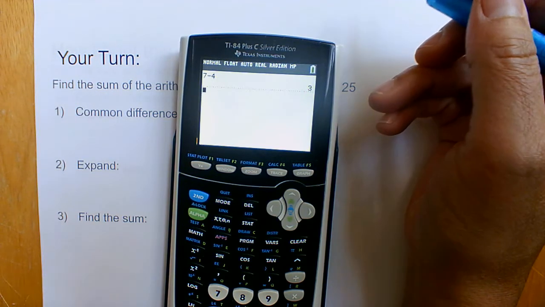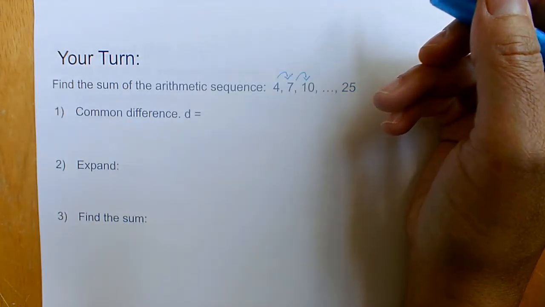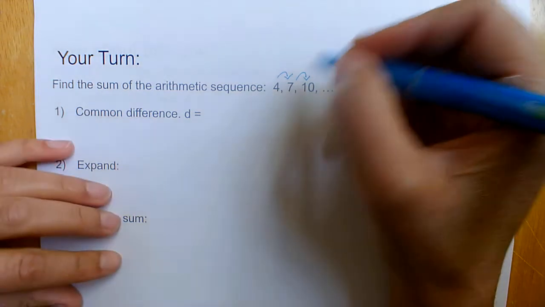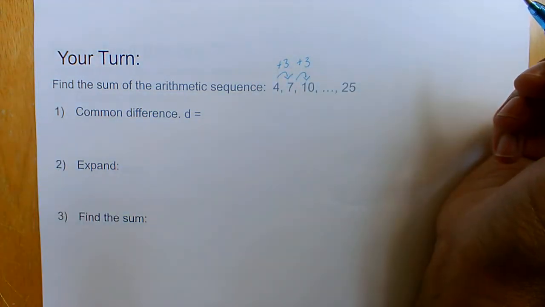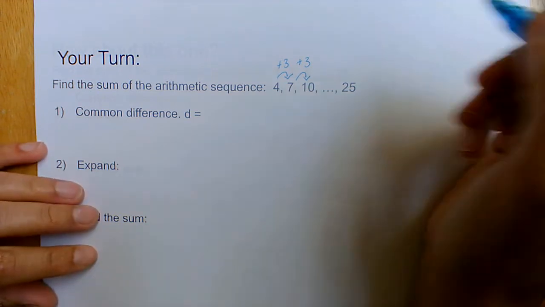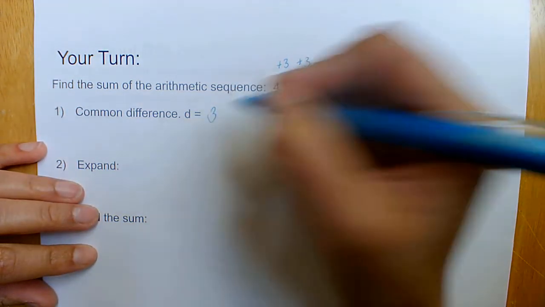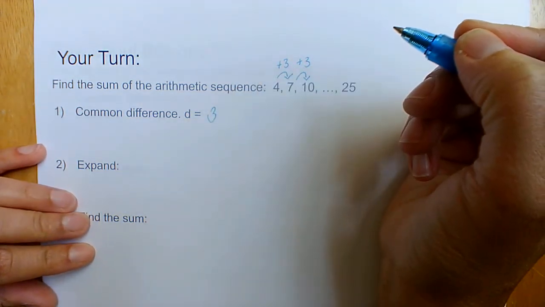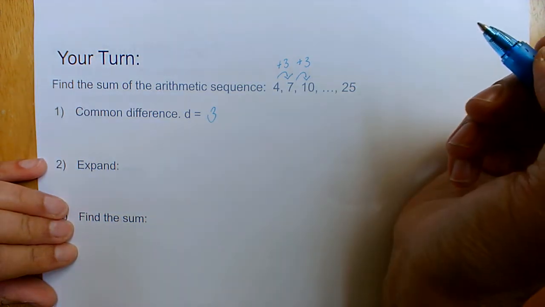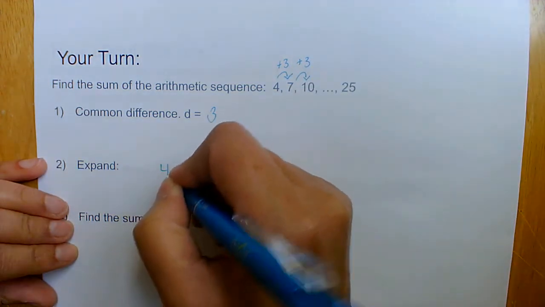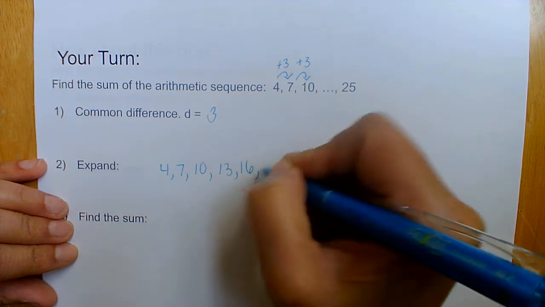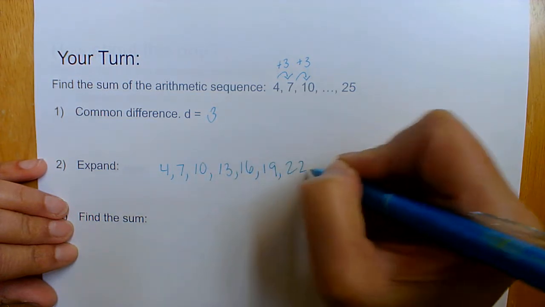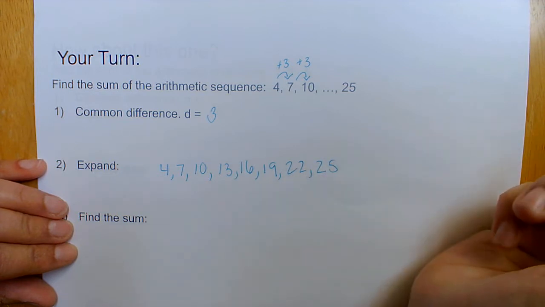If you don't want to count, if you just want to simply subtract 7 minus 4, we see that we're going to be increasing by 3 every time. Either way works. So our common difference is 3. If you want to put plus 3, you're more than welcome to. So let's expand this out. We're going to start at 4, and then we're going to keep going, expanding by 3 every time until we hit 25, and then we're going to stop.